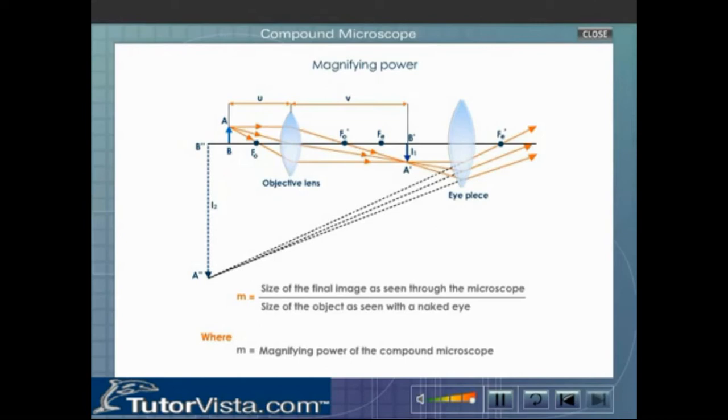The magnifying power of a compound microscope is defined as the ratio of the size of the final image as seen through the microscope to the size of the object as seen with the naked eye.